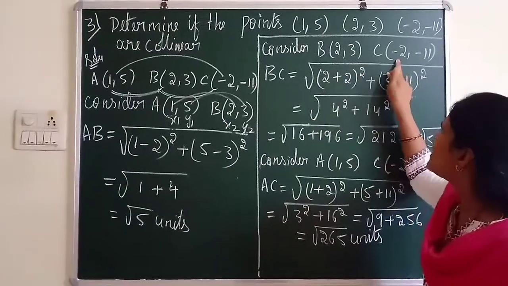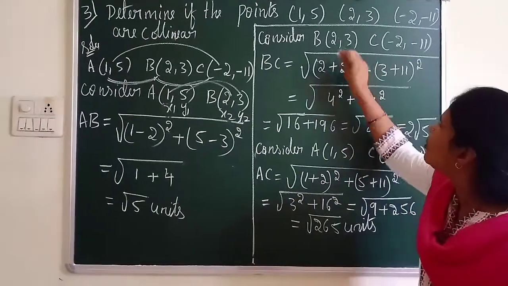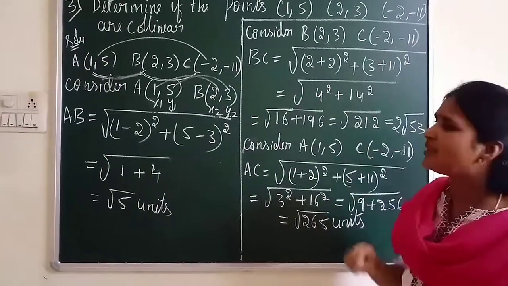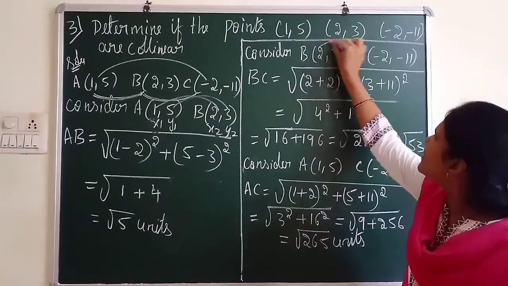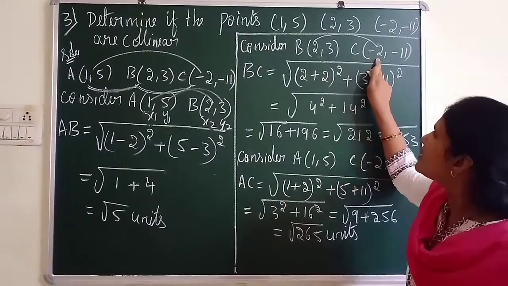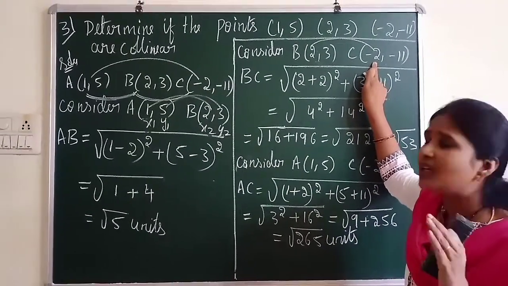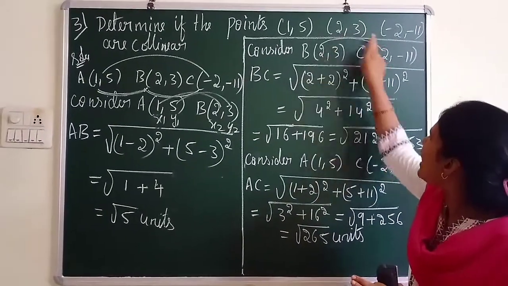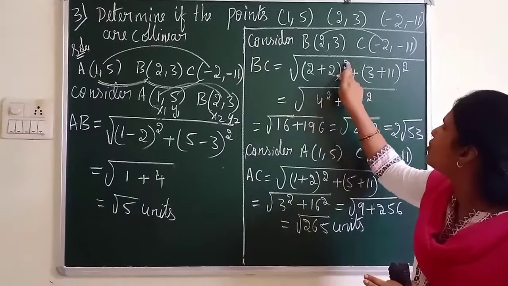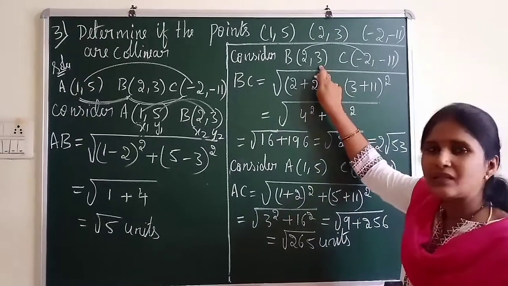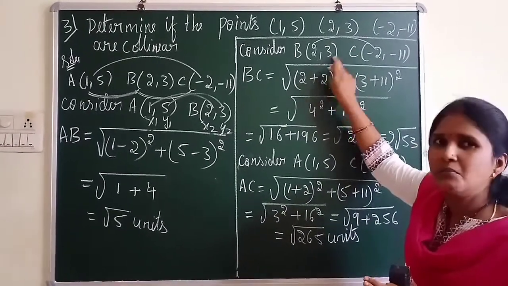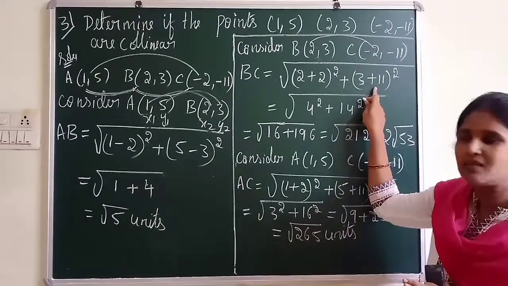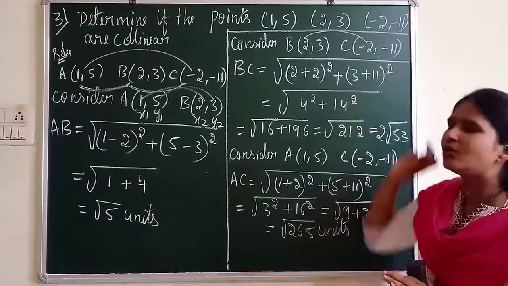B is 2, 3 and C is minus 2, minus 11. You take this as x1, y1 and this point as x2, y2 and apply the distance formula. x1 minus x2 whole square, that is 2 minus of minus 2. I said already, be careful. When you get double minus, it becomes plus. So 2 minus of minus 2, that is plus 2 whole square, plus y1 minus y2, that is 3 minus of minus 11. Again I got double minus, it becomes plus, 3 plus 11 whole square.